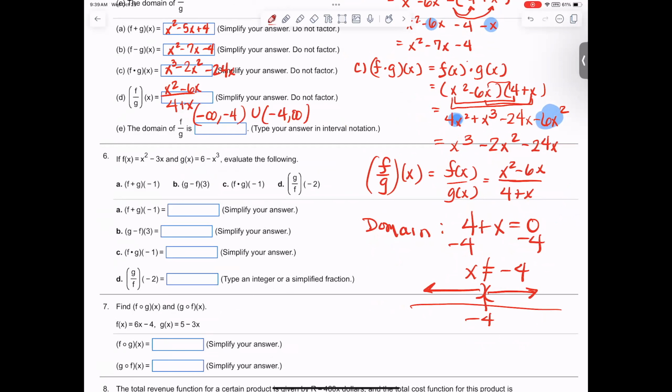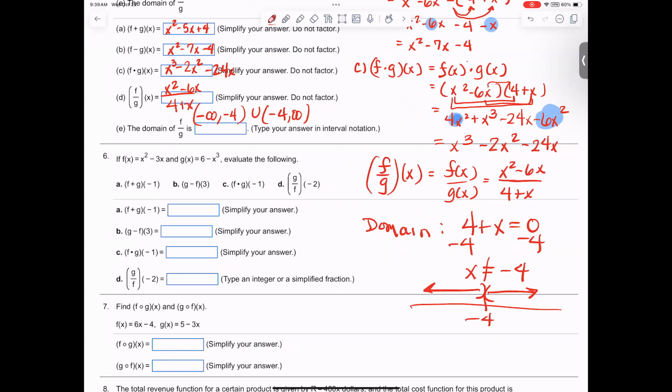All right, the next problem we are going to do on our calculators. Don't try to do this algebraically. Let your calculator do this. So we're going to put f of x in y1, and we're going to put g of x in y2. And then we are going to simply add those functions together on our calculator and evaluate them at -1. So we're going to do all of this on our calculator.